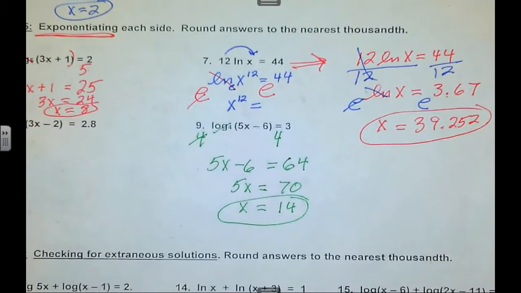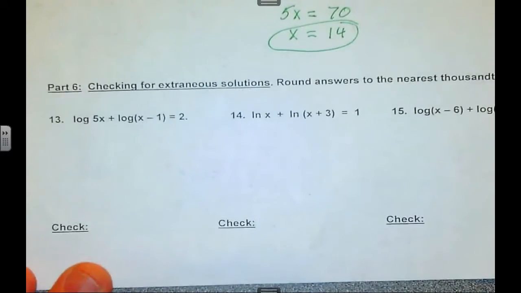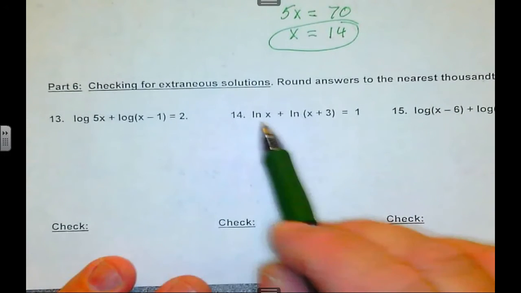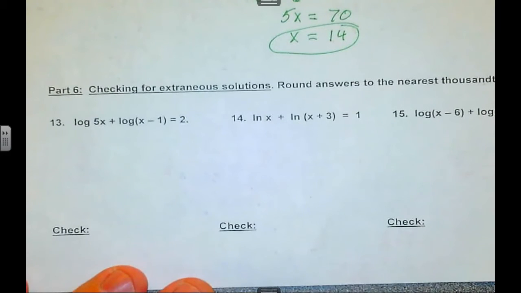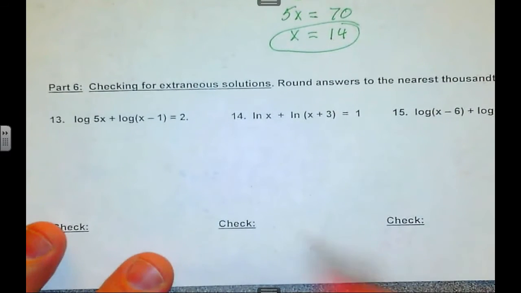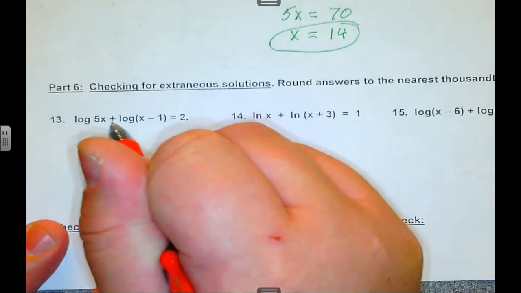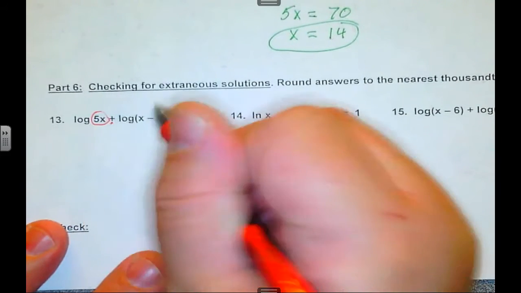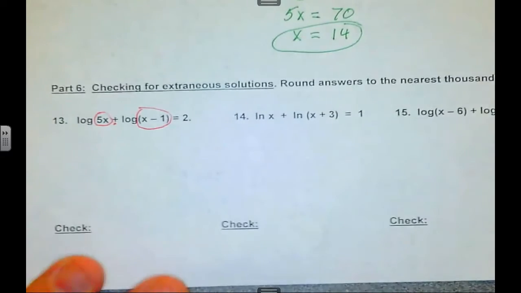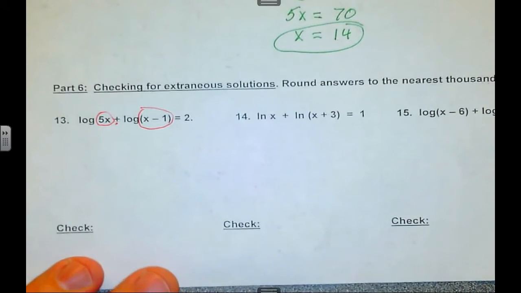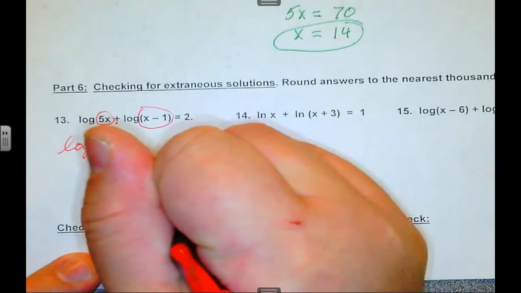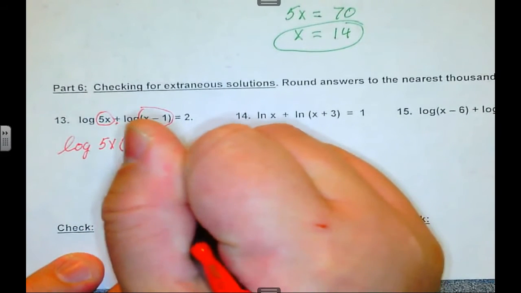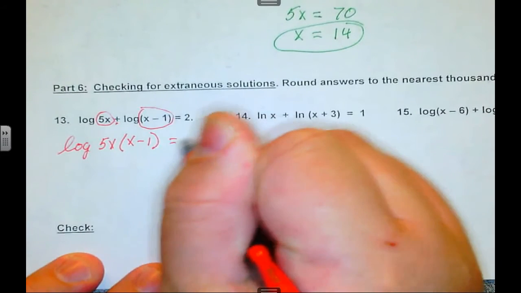Okay, now, one thing we didn't do yesterday is condensing first and then solving. Okay, watch what happens when we condense and solve. I have plus, so this number and this number are going to be multiplied. Product property. So I have log of 5x times x minus 1 equals 2.